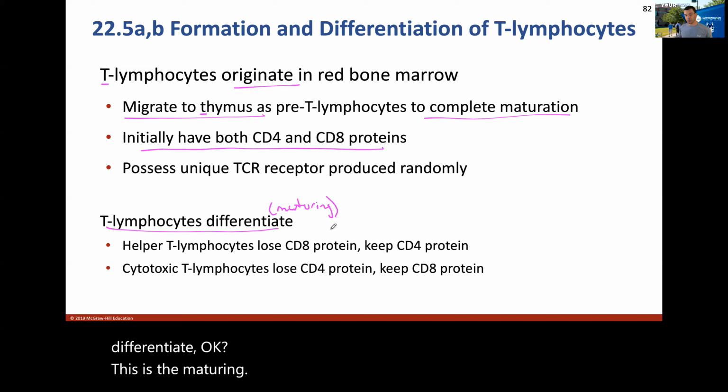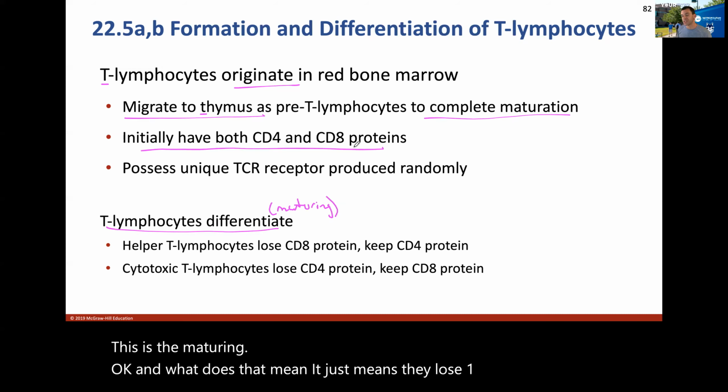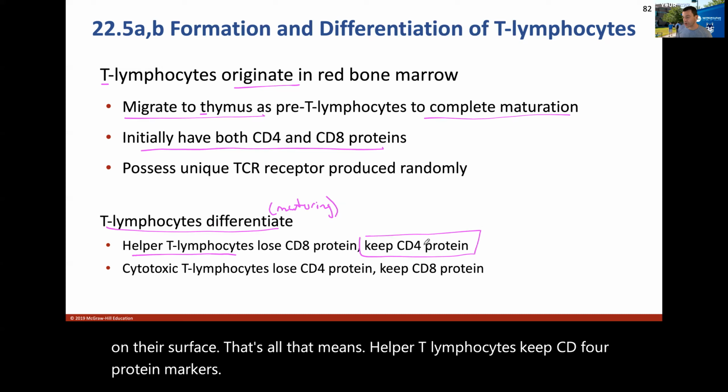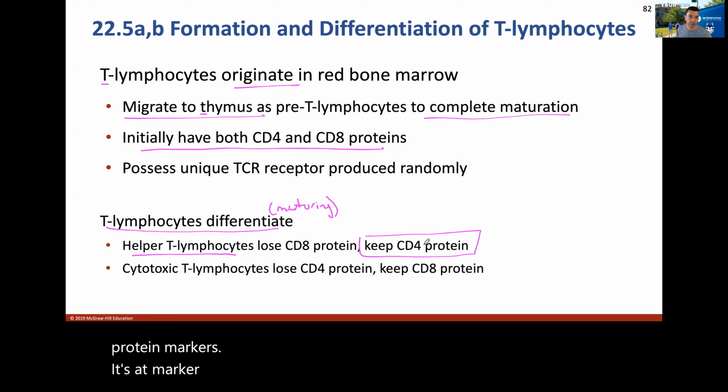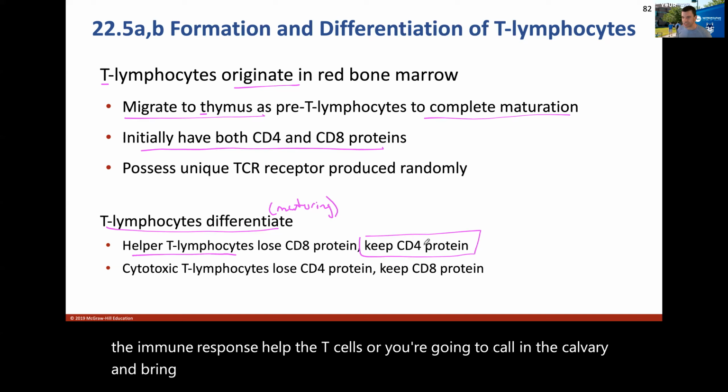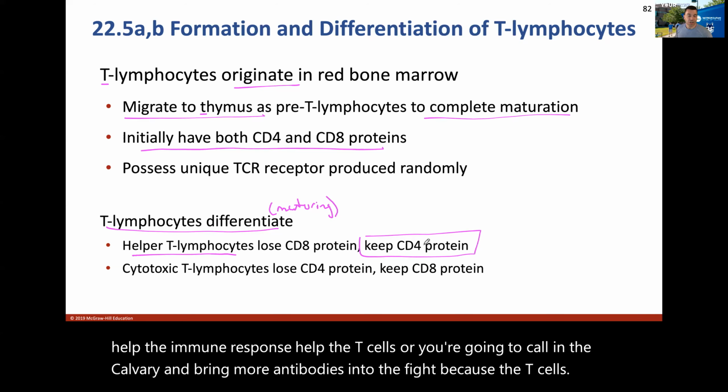Okay, and what does that mean? It just means they lose one of their markers on their surface. That's all that means. Helper T lymphocytes keep CD4 protein markers. It's that marker that says you're a helper T cell, and you're going to either help the immune response, help the T cells, or you're going to call in the cavalry and bring more antibodies into the fight because the T cells, the cell-mediated immunity, couldn't cut the mustard.